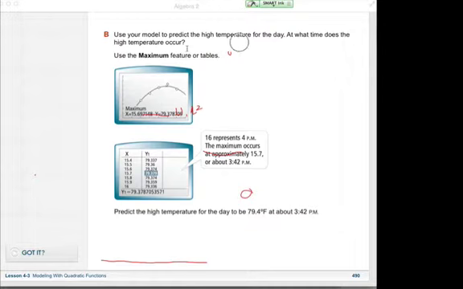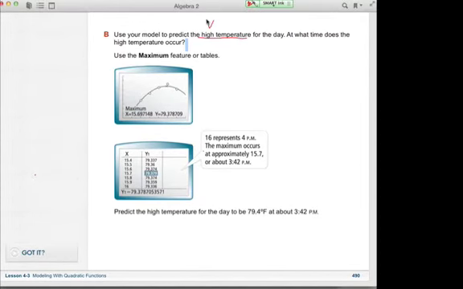Now once you've done that, you have that equation, you can use the equation to make predictions. There's really no point in coming up with an equation that models things unless you're going to use that equation to make predictions. So if we want to use our model to predict what the high temperature is for the day, then what we're really asking is, what is the vertex of that equation?